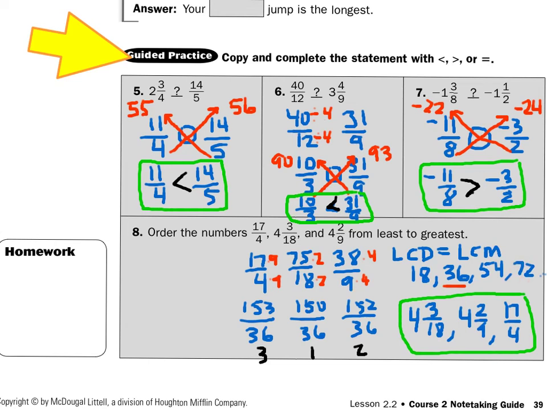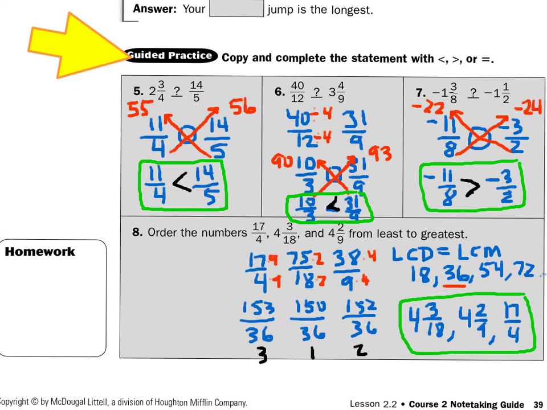And now I try them out. I know 9 will work, but I have to find something that'll work for the 4. So 4 won't go into 18, so I would cross that out. But now look at the next one. Does 4 go into 36? Yes, it does. It goes in 9 times. So I'm going to use 36 as my lowest common denominator. So now I would have to multiply 4 times 9 to get 36.